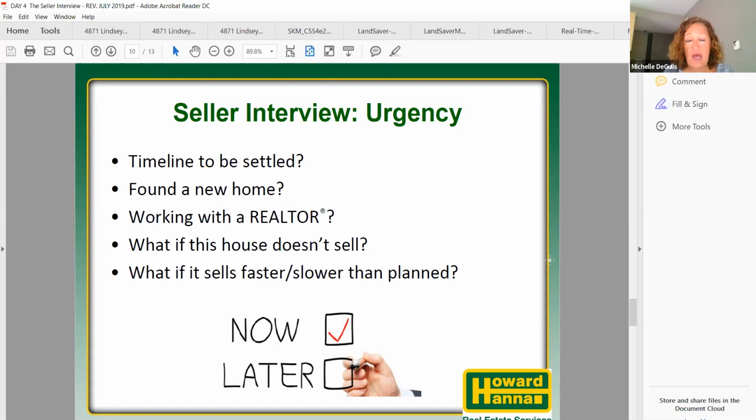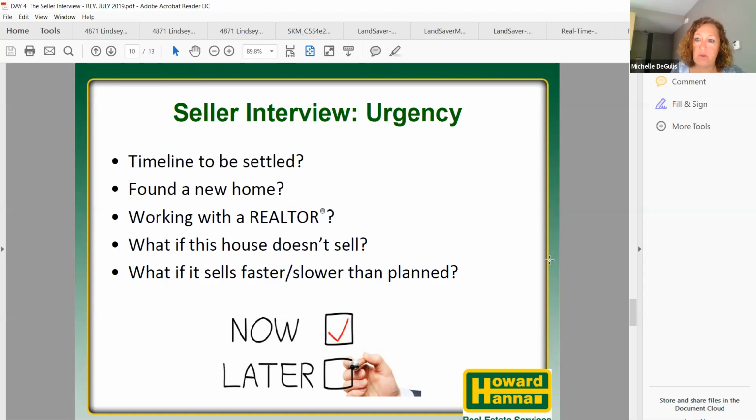You know, there is a lot of urgency in that time frame, and therefore you're going to want to have a conversation with them when it's time for the presentation and talking about the pricing positioning, that you want to price it so it's aggressive and ready to go. So finding out that urgency, what's their timeline to be settled? Have they found a new home yet?